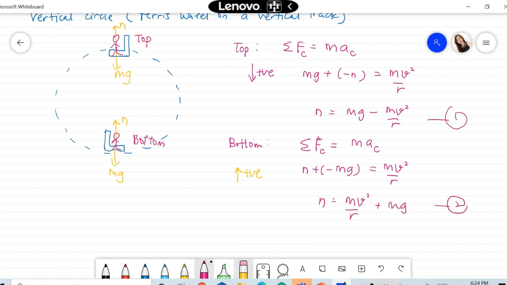Right? You can see that in the two equations, the normal force is actually different. One is mg minus mv squared over r. The other one is mv squared over r plus mg. So at the bottom, the normal force is higher.